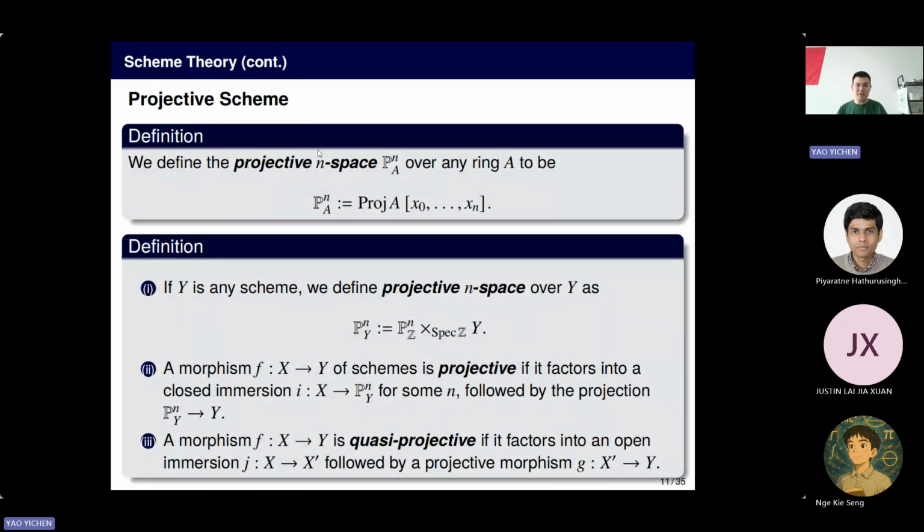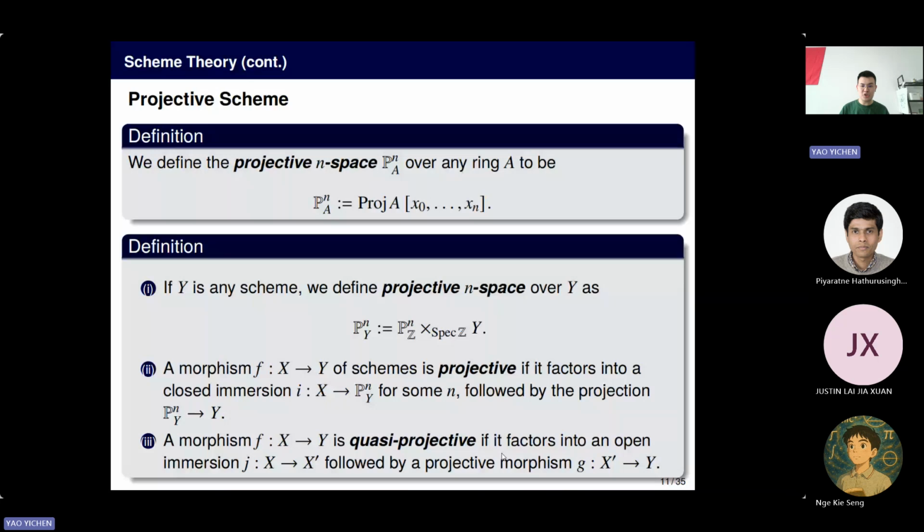It comes from the projective n-space P^n, which is defined as the Proj of the polynomial ring. And we take the fiber product with Y, and this gives the projective n-space over Y. And then we say that a morphism is projective if it factors into a closed immersion for some n followed by the projection. And a morphism is called quasi-projective if it factors into an open immersion followed by a projective morphism.